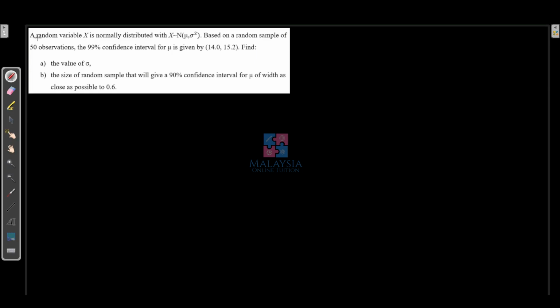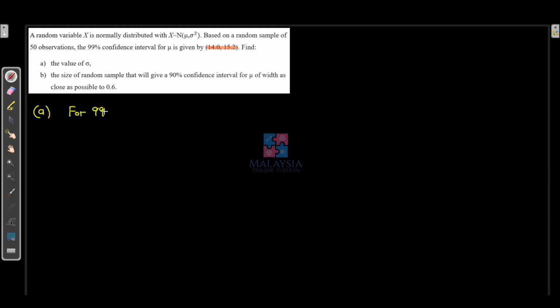Next, for question number 2, a random variable X is normally distributed with mean mu and variance sigma squared. Based on a random sample of 50 observations, the 99% confidence interval for mu is given by 14.0 until 15.2. Find for part A the value of sigma. For this question, you have to use the information given, which is the confidence interval. As usual, since they give us a 99% confidence interval, you have to know how to find the value of k.